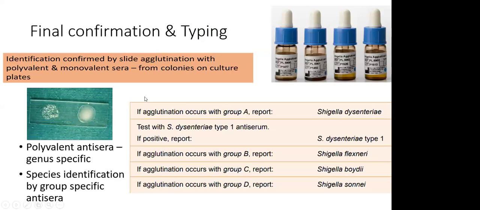The final confirmation of the colonies can be done by slide agglutination using polyvalent or monovalent sera from the colonies on the culture. With polyvalent antisera, we can identify the genus, and the species identification can be done by group specific antisera. We have separate antisera available for all the four subgroups, so with each one, we can identify the species of Shigella. If it is positive with group A, it is Shigella dysenteriae. Group B, Shigella flexneri. Group C, Shigella boydii. And group D, Shigella sonnei.